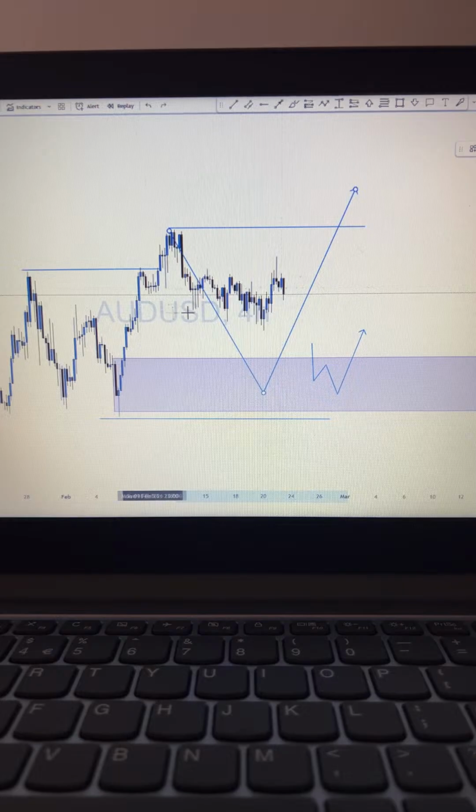A lot of manipulation happens here. So it's best you wait for what? This extreme zone. All right, this is the place to wait for.